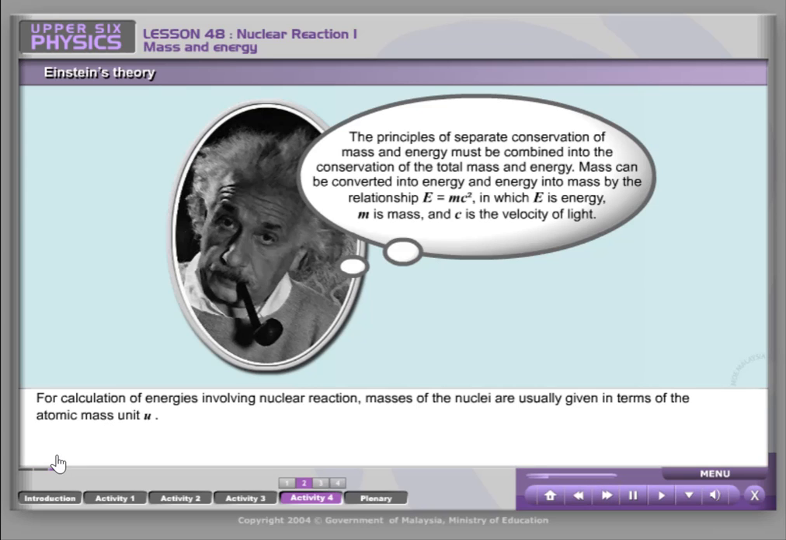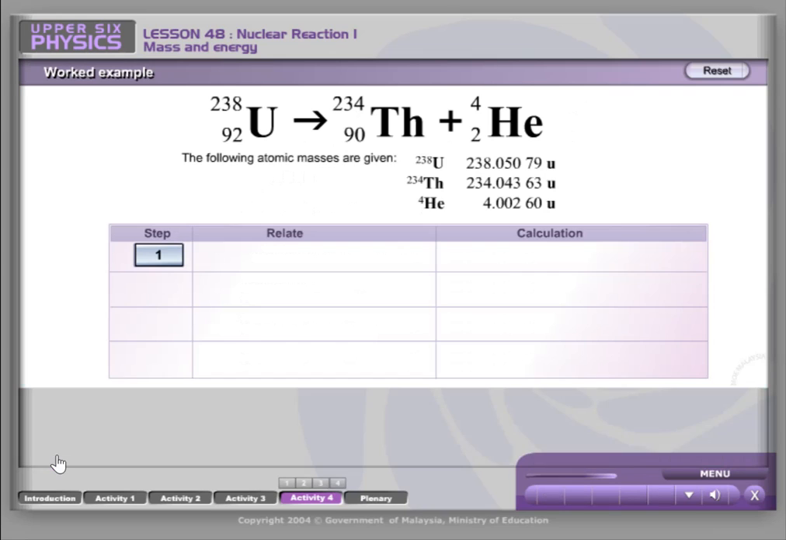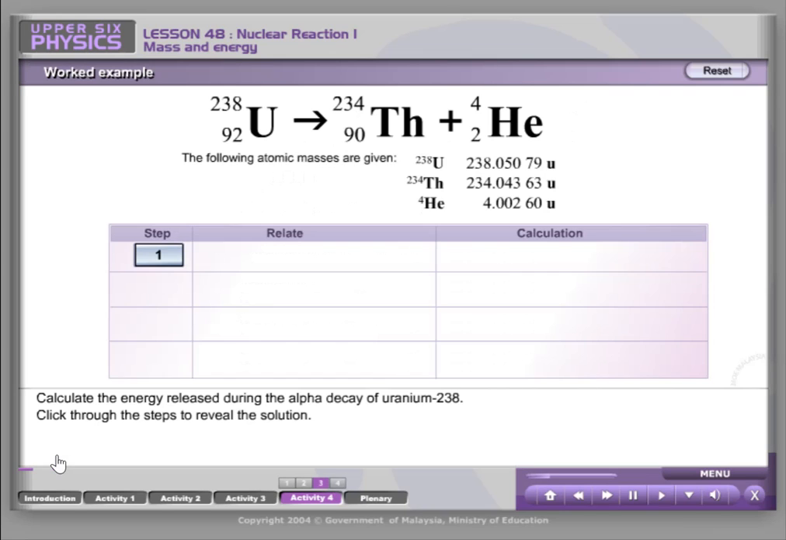For calculation of energies involving nuclear reaction, masses of the nuclei are usually given in terms of the atomic mass unit U. Calculate the energy released during the alpha decay of uranium-238. Click through the steps to reveal the solution.